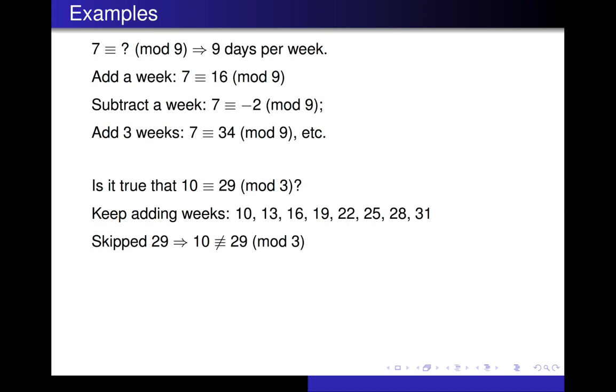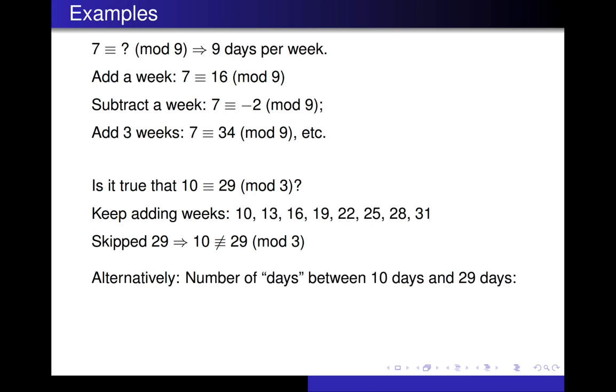All right. Well, that was kind of tedious. And you could imagine if I wanted 10 and, like, 352, adding 3 one at a time could take me a long time and I could get really bored. So I'm going to show you an alternative method for doing this. One of the ways of doing it is if I look at the number of days between 10 days and 29, if those two are congruent, if those literally represent the same day, they should have a whole number of weeks in between them.